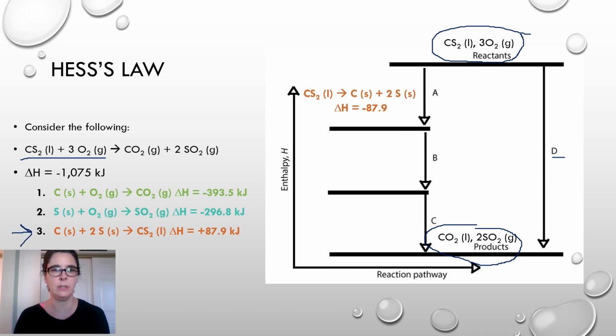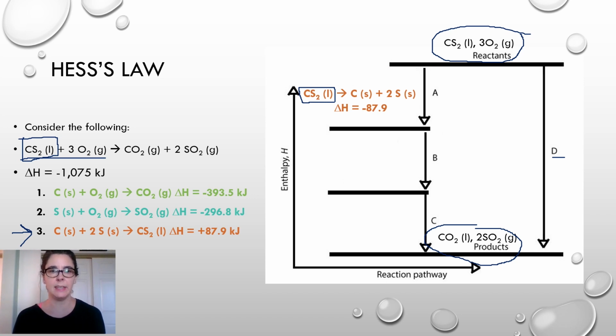In order to utilize this, I had to reverse that. Notice that my 87.9 kilojoules turned into negative 87.9. I wanted my carbon disulfide to match up with the carbon disulfide in my original reaction, so I did have to reverse that. Again, that's the energy associated with breaking up the carbon and the sulfur into elements.